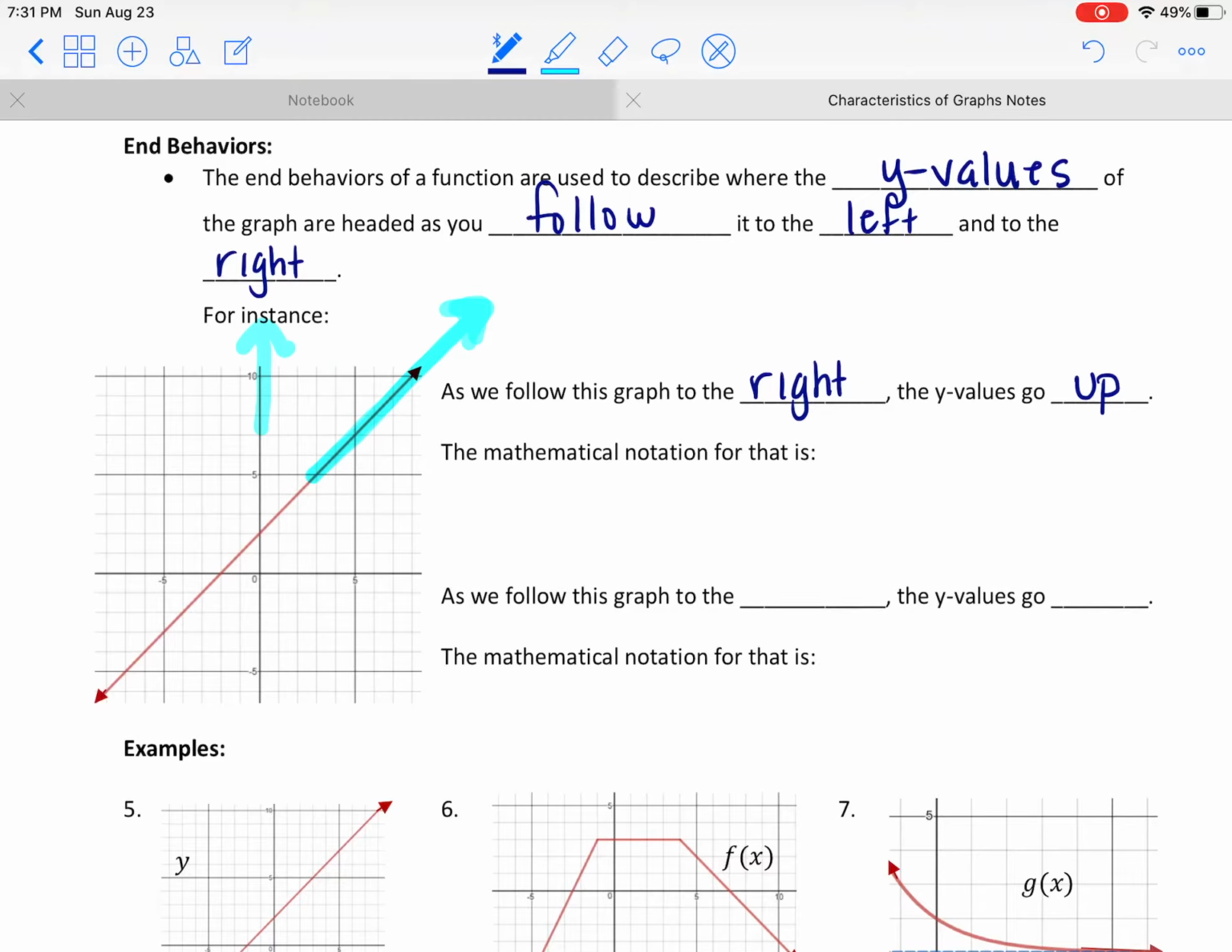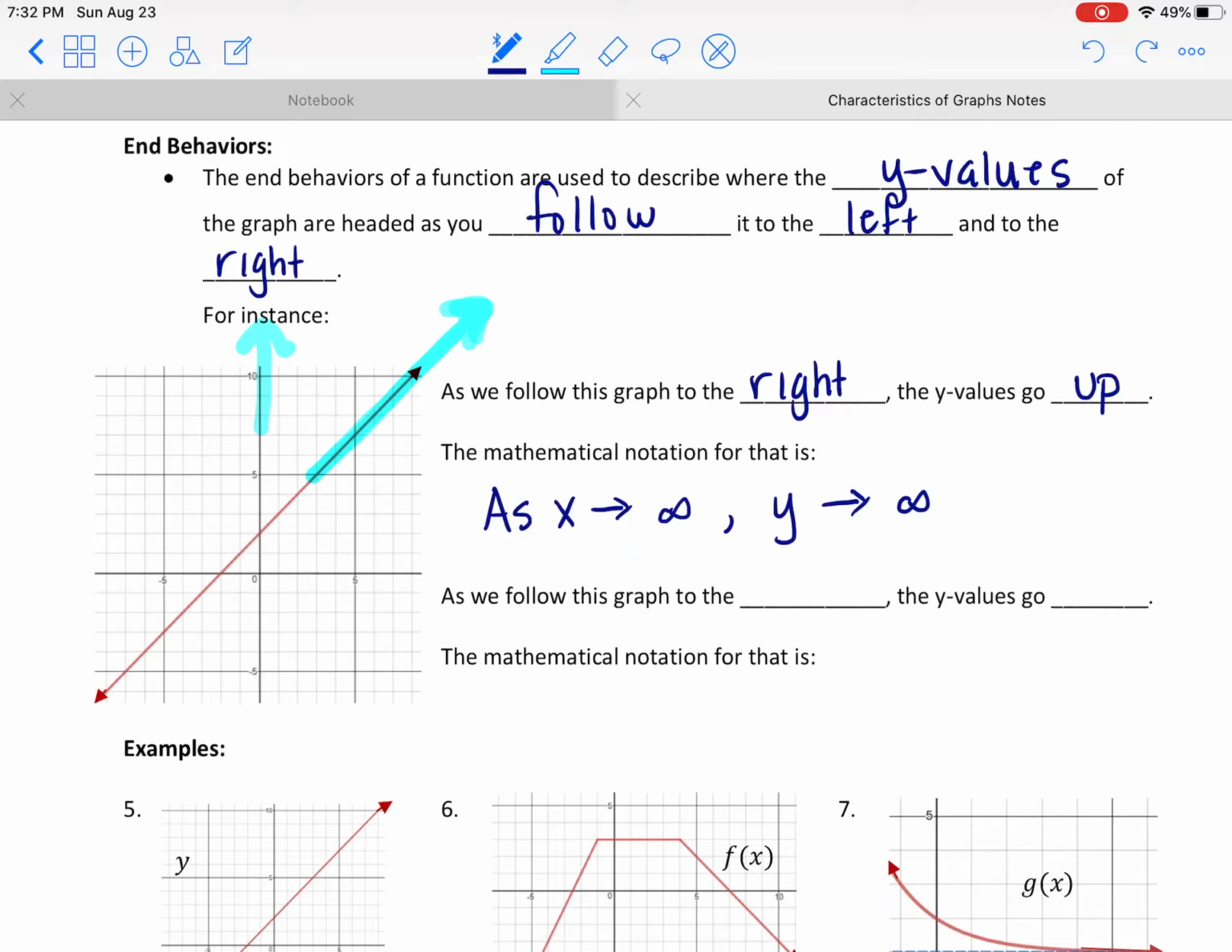Following the graph to the right, we would say, like this, as x goes to +infinity. If we were on the x-axis heading toward +infinity, we would be going to the right. So that's how we say follow the graph to the right. So if we're going to the right end of the graph and the graph is going up, the y values are going up, then we state that like this. We would say the y values are headed toward, up forever would be toward +infinity. So this is the mathematical notation that says as we follow the graph to the right, the y values go up forever toward +infinity.